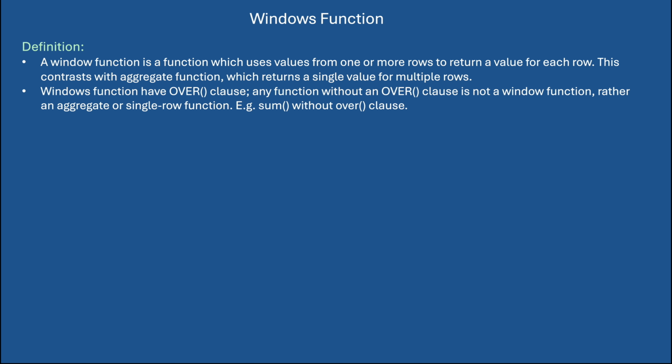A window function, by definition, is a function which uses values from one or more rows to return a value for each row. This contrasts with the aggregate function, which returns a single value from multiple rows. Window functions have an OVER clause. Any function that doesn't have the OVER clause is not a window function, but rather an aggregate or single-row function, such as SUM without an OVER clause.